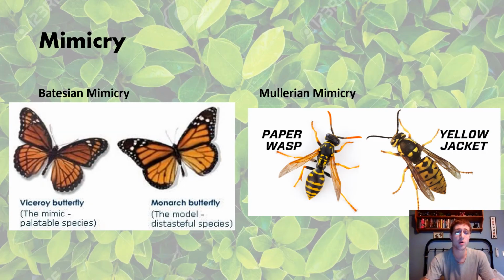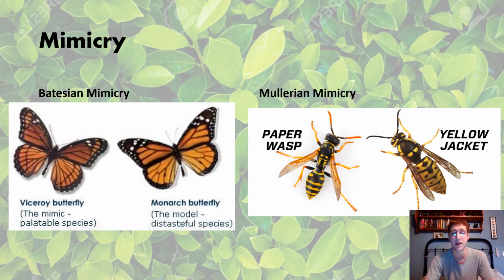So finally, with mimicry, you have two different kinds. You have Batesian mimicry and Mullerian mimicry. Batesian mimicry happens when there is a distasteful organism, such as this monarch, that will obviously ward off predators, and other mimics will copy it. So for example, the viceroy, which is non-toxic, will copy the coloration of the monarch to make itself seem toxic.